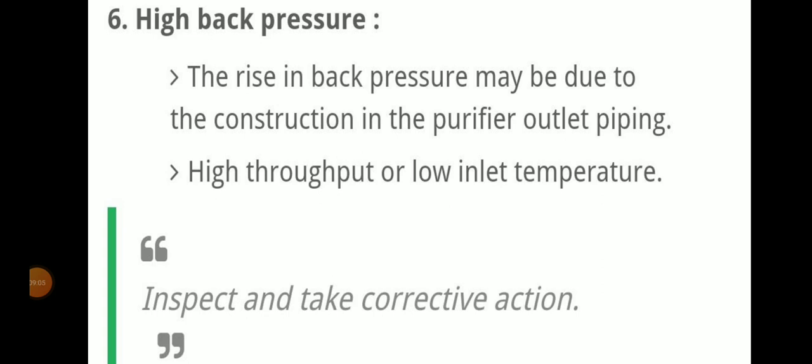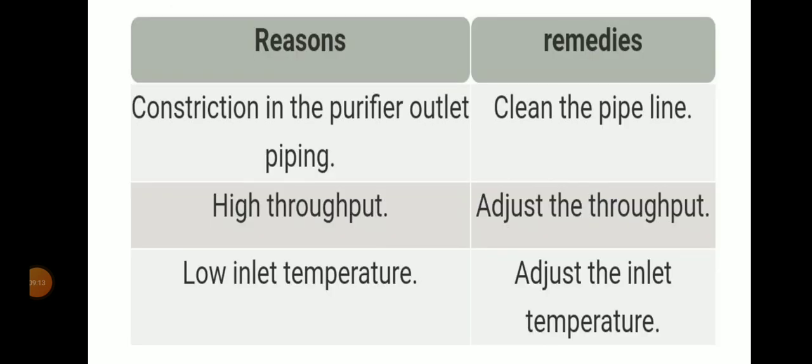High back pressure may be due to obstruction of the purifier outlet piping, high throughput or low inlet temperature, and we can say inspect and take corrective action. The reason means obstruction of the purifier outlet piping, so we have to clean the pipeline. High throughput means we have to adjust the throughput. For low inlet temperature, we need to adjust the inlet temperature.